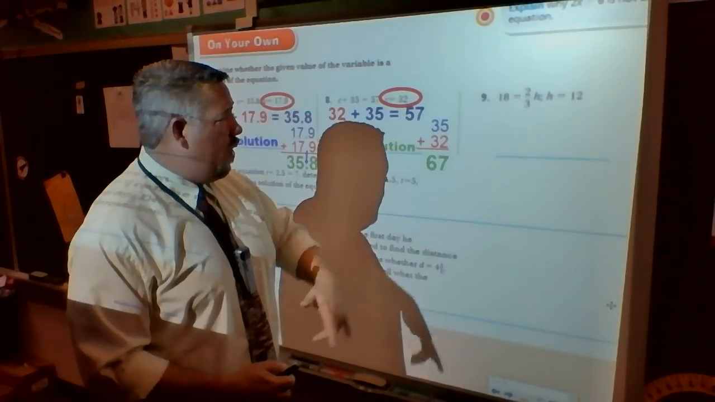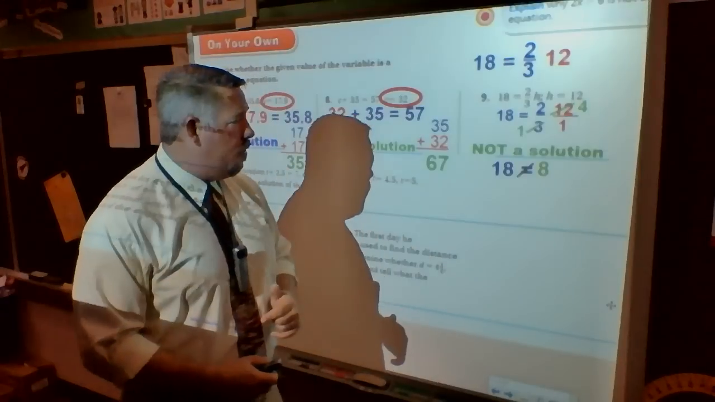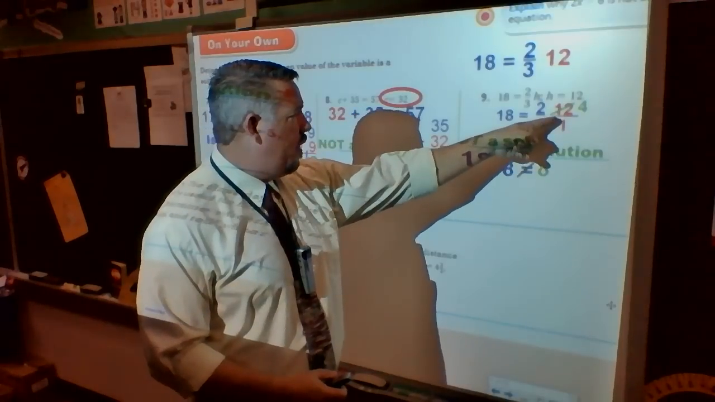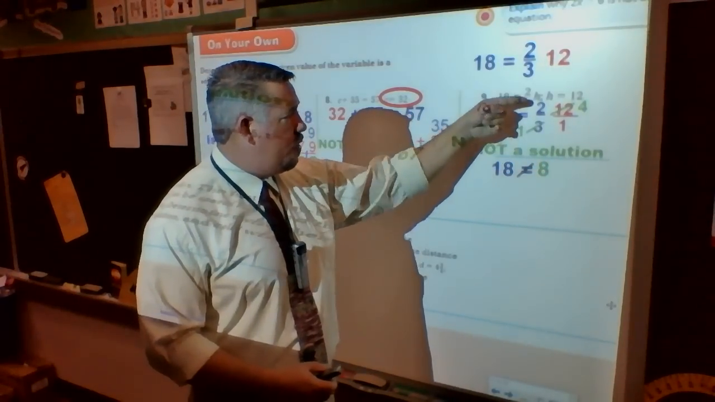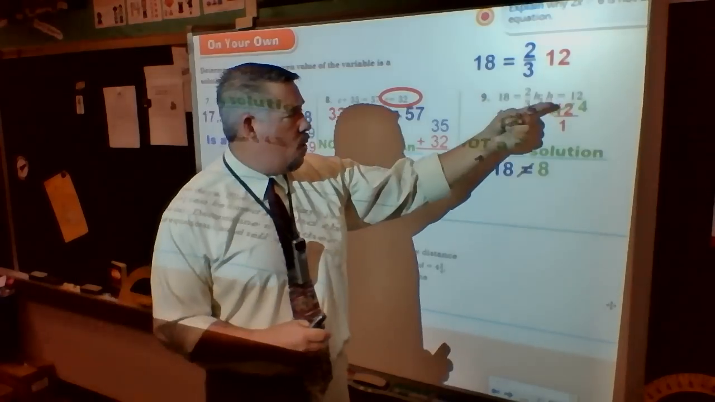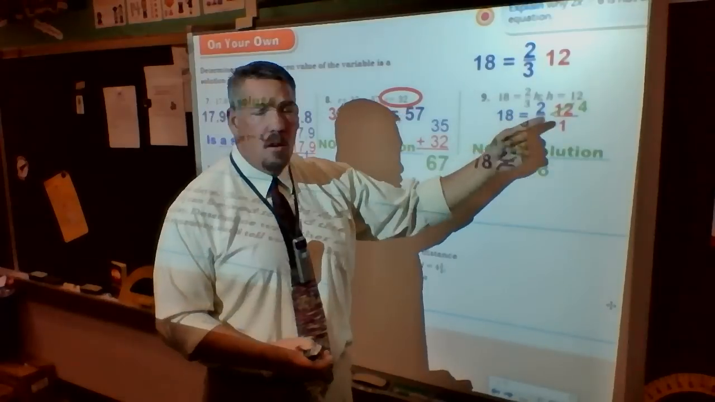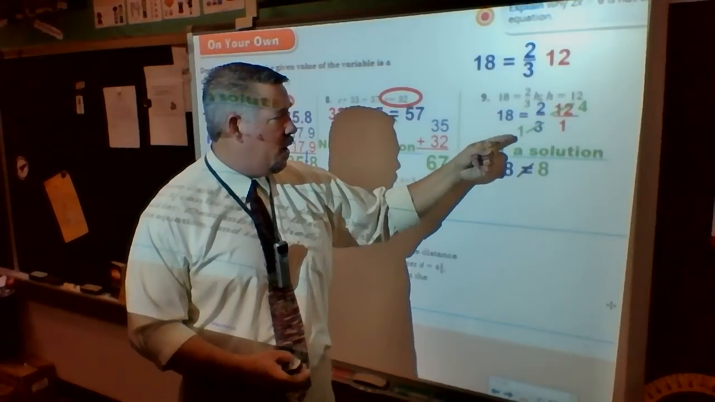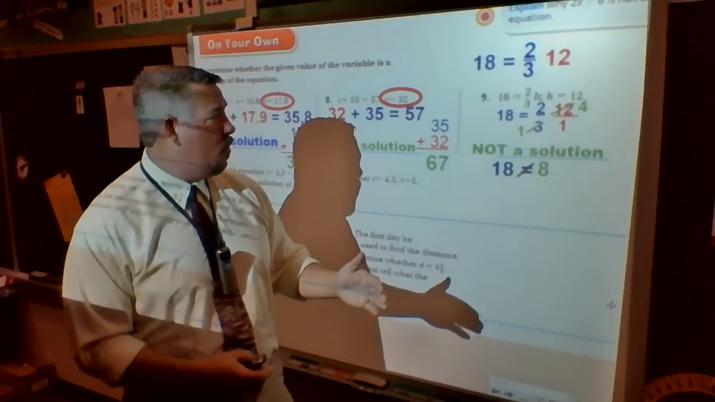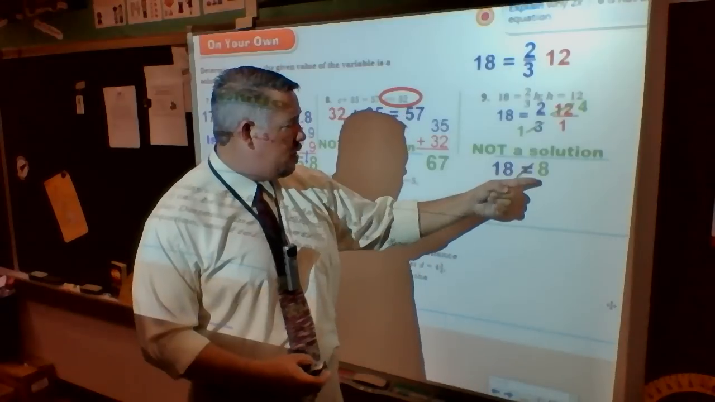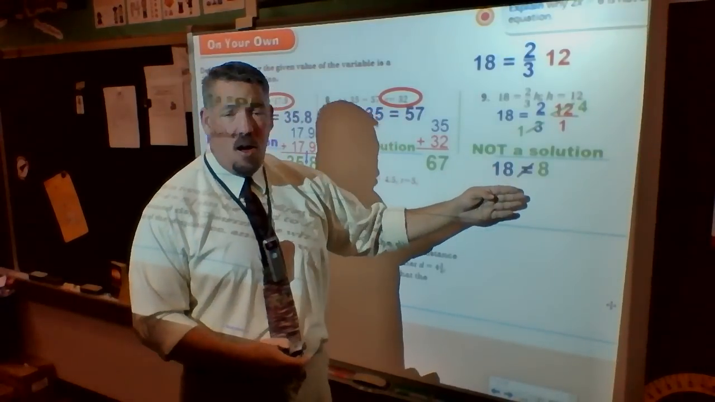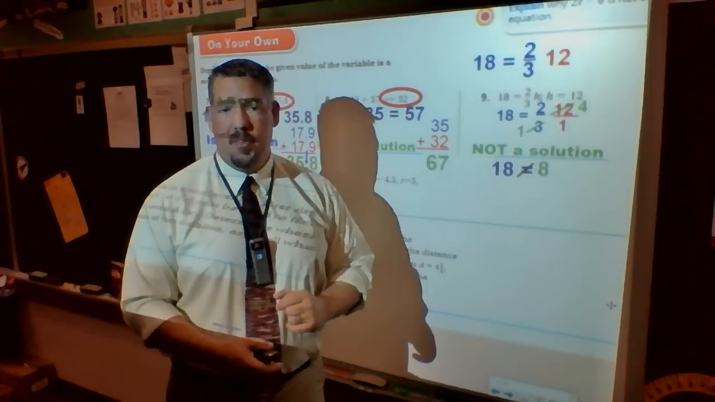On number 9 then, when we work it, I'm substituting in with the 12. I put the 12 in to the equation, and I end up with 18 equals 2/3 times 12. Well, multiplication, I'm going to set my 12 up over 1. That gives me cross-reducing that I can do, because my 3 goes into 3 once, and my 3 goes into 12 4 times. And then I'm left with multiplying across. 2 times 4 is 8, and 1 times 1 is 1, so I just left it as 8. And 18 is not equal to 8, so it's not a solution.